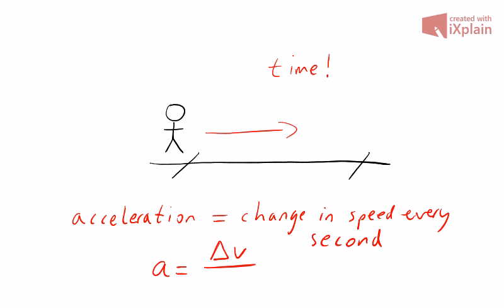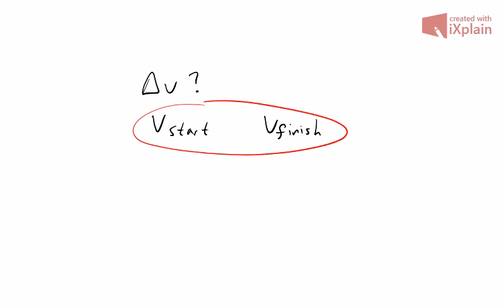Acceleration we can have as the symbol A, the change in speed is delta V, and the time is t. So there's a little relationship in terms of symbols for acceleration, and we include the change in speed and time in that relationship. Let's look at the change in speed in a bit more detail. So how do we get the change in speed? Well, we need the speed at the start of this race, and we need the speed at the finish of this race to see what the difference is between the two. That will give us the change in speed.